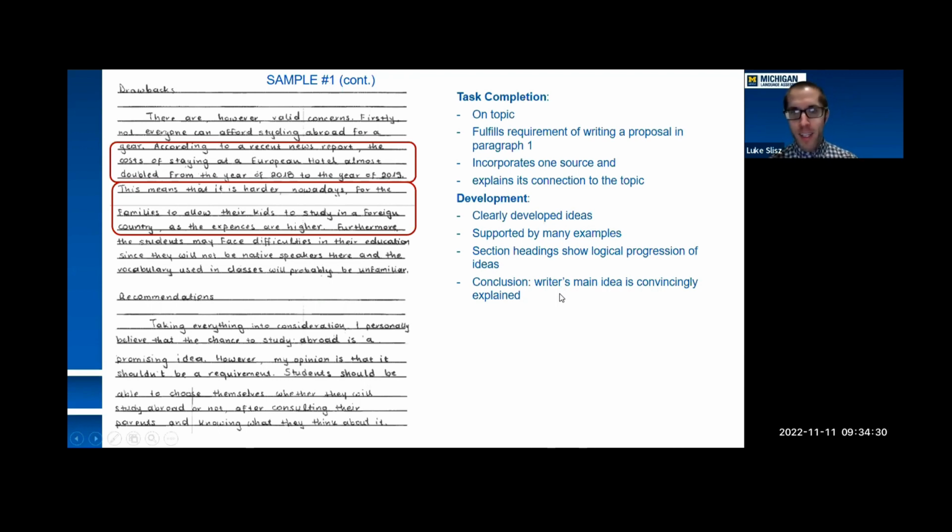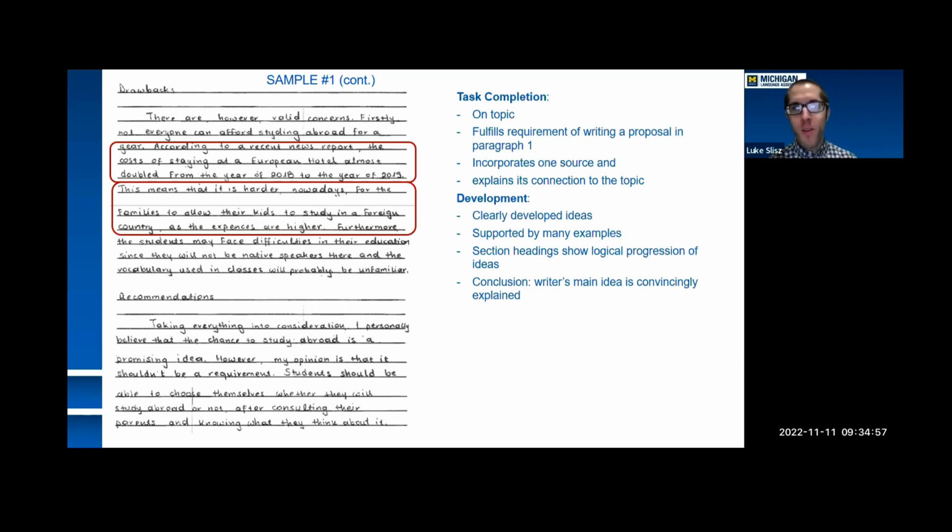And then in the way that they organize the information, they actually use headers. They have the benefits in one paragraph, the drawbacks here, and then the recommendations at the end. You don't necessarily need to use headers to organize your information. You can have paragraphs that are clearly about one specific thing, but this approach works very well for this test taker. The drawbacks paragraph only includes drawbacks and nothing else, so that works very well.